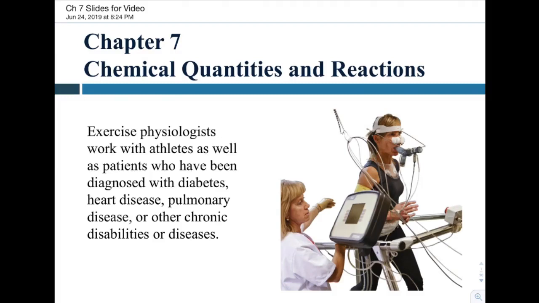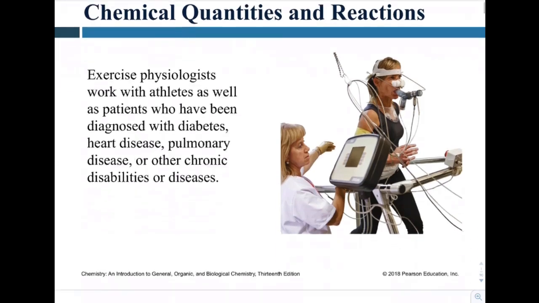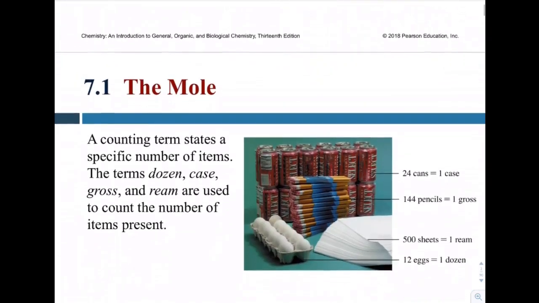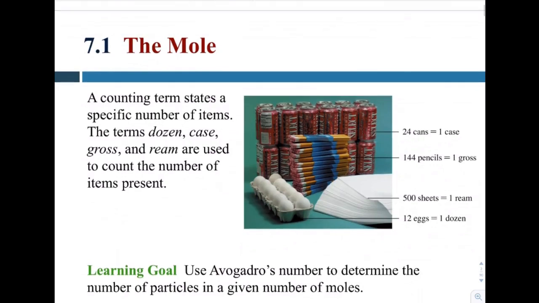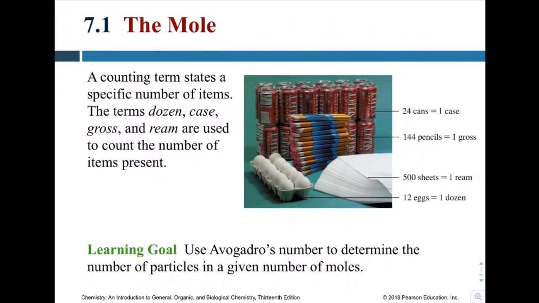This is Chapter 7, Chemical Quantities and Reactions. The first thing that we're going to talk about is the mole. The mole is not something that you would find on someone's body, but it is a unit of measurement in chemistry.